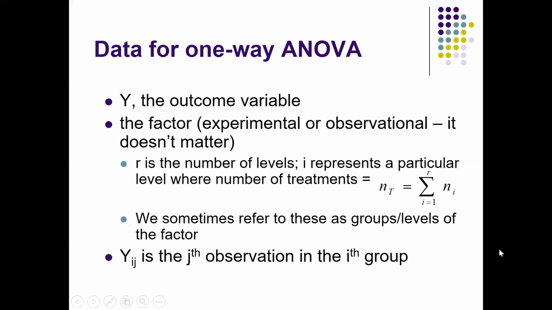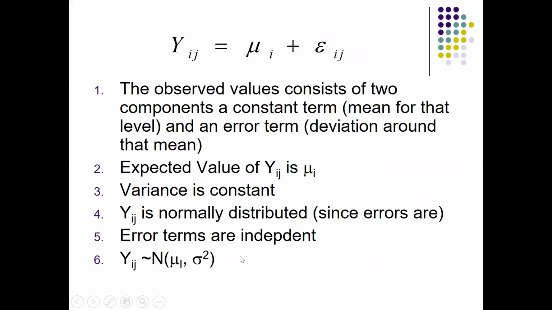So we got that. So we got the number of observations per level. We got NT, the total sample size. And then we got Yij, like we said, the jth observation in the ith group. So this is our basic model that we see there.